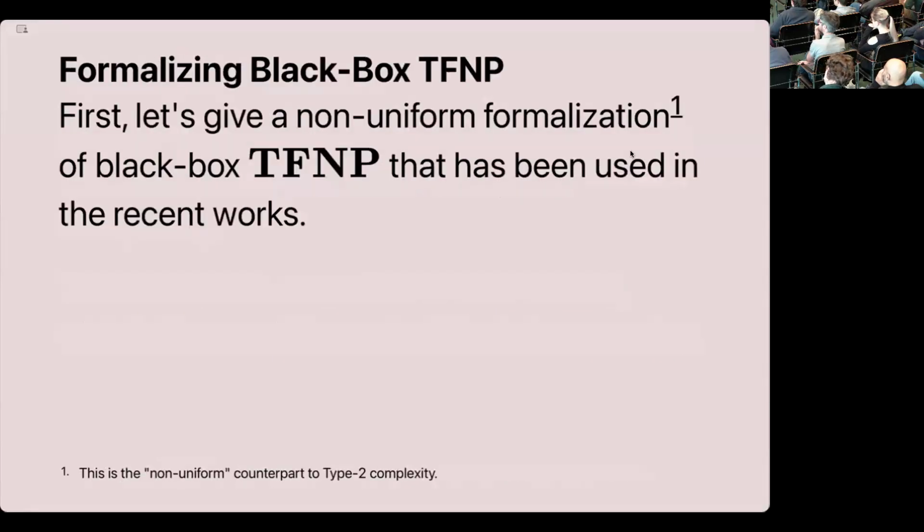But first, let me answer Sasha's question and give a formalization of what I mean by black box TFNP. Okay. And I'm going to give a non-uniform formalization. So normally we use type 2 complexity, but this non-uniform formalization makes it cleaner to go to the proof complexity setting directly. Okay.